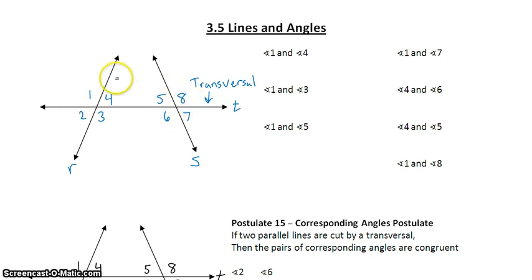Now the angles that are created have relationships to each other. If I look at angles 1 and 4, 1 and 4 are right next to each other, so they're adjacent. Their non-common sides form opposite rays, which means that they form a linear pair. And since they form a linear pair, by the linear pair postulate, those two angles have to be supplementary.